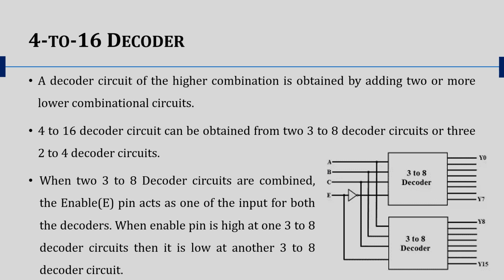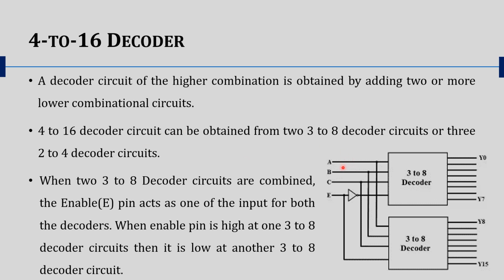When 2 3 to 8 decoder circuits are combined, the enable pin acts as one of the inputs for both of the decoders. So here we are having 2 decoders, right? This enable pin acts as one of the inputs for both of these decoders. When enable pin is high at one of the 3 to 8 decoder circuits, then it is low at the second 3 to 8 decoder circuit. As we said, using two 3 to 8 decoder circuits, we can implement a 4 to 16 decoder circuit.